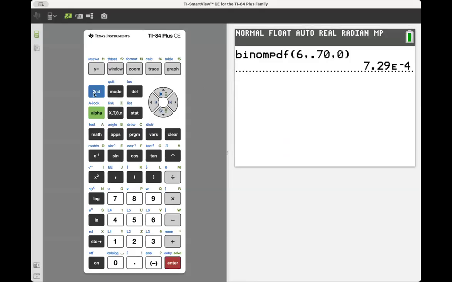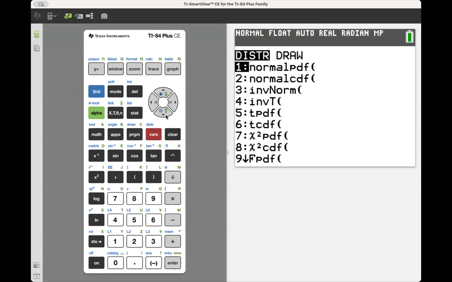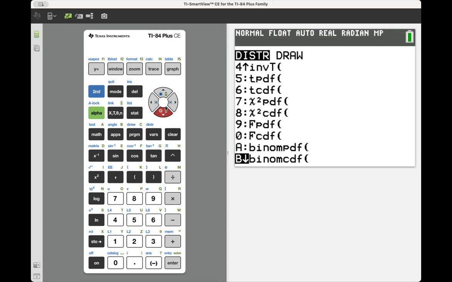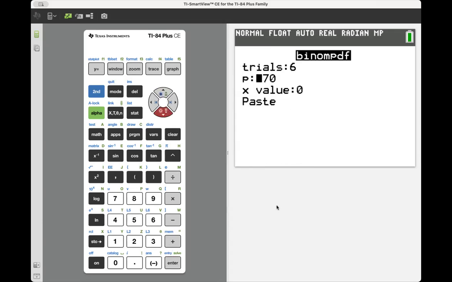So I'm going to go back to second distribution, letter A, binompdf. I've got 6 trials, a probability of success of 0.70, and an X value. Well, I did 0 and 1, and you would go through all of these. You would do 2, and then 3, 4, 5, and 6 and fill in the entire table. I'm going to leave that to you if you'd like to do that.